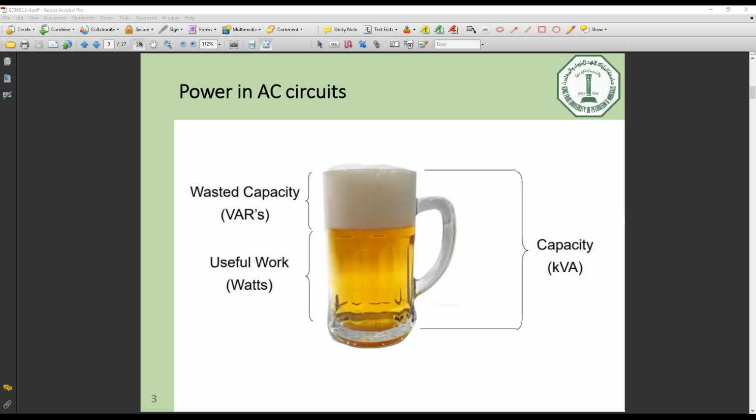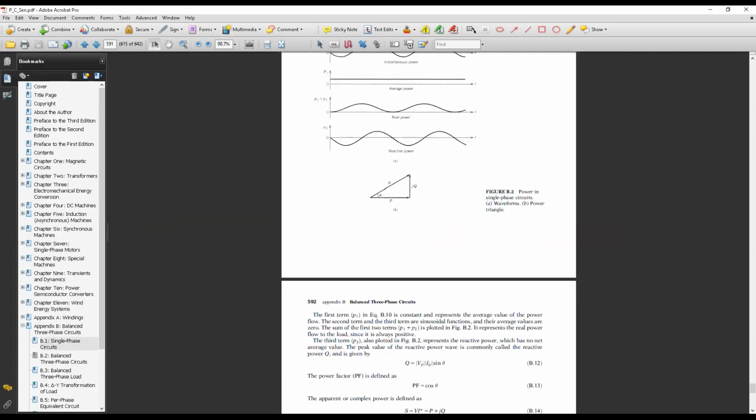Can you see the other screen now, Shabab? Yes, it is clear. The other screen, which is the reference. Only the PDF, only the slide. Okay. Yes, we can see. Okay, good.